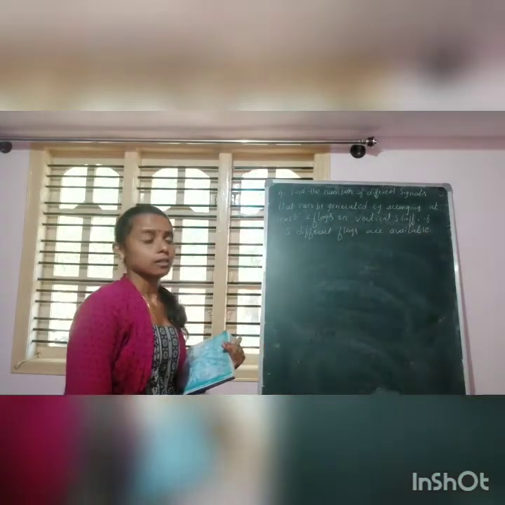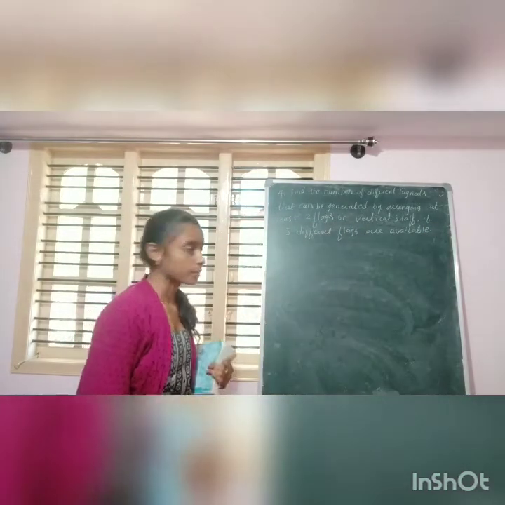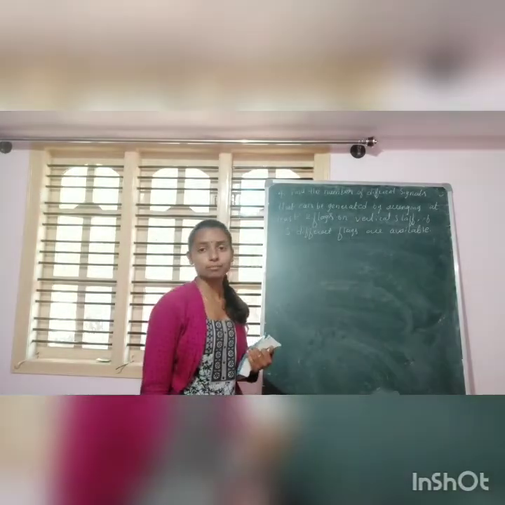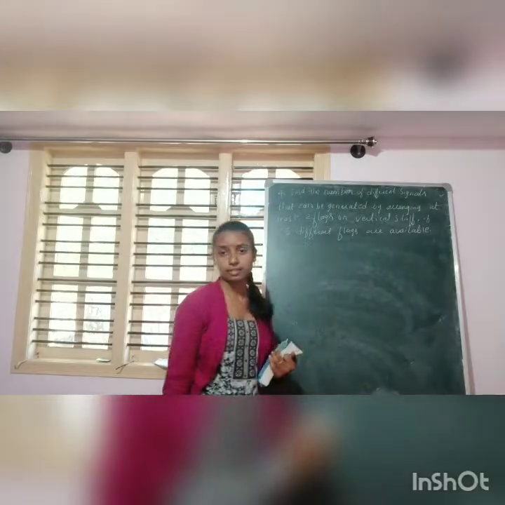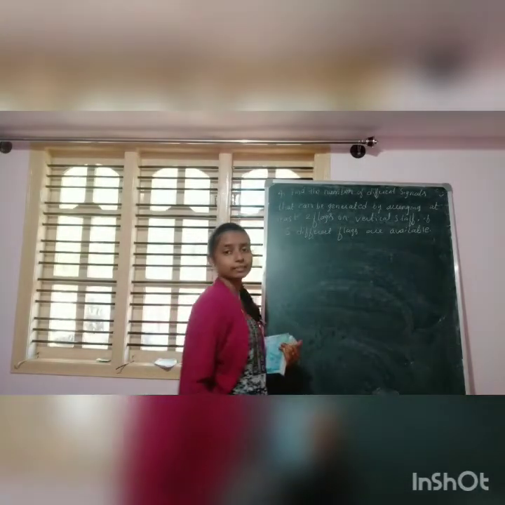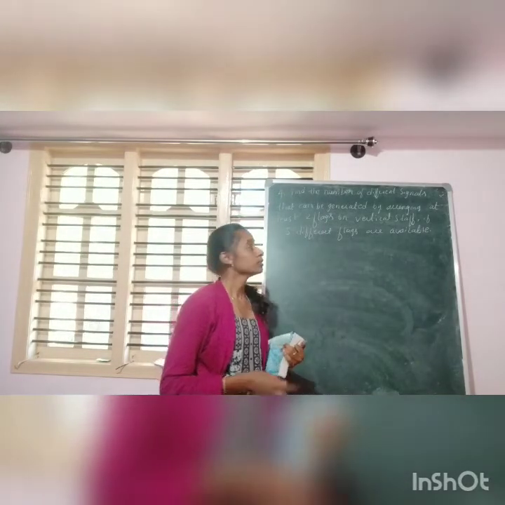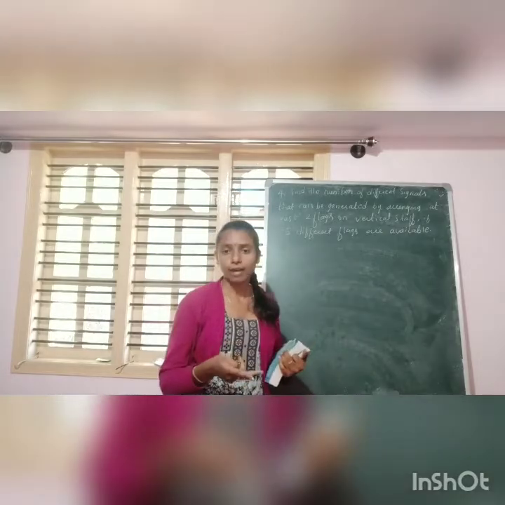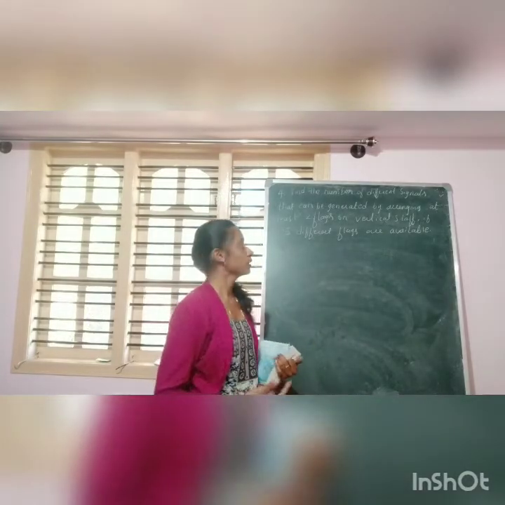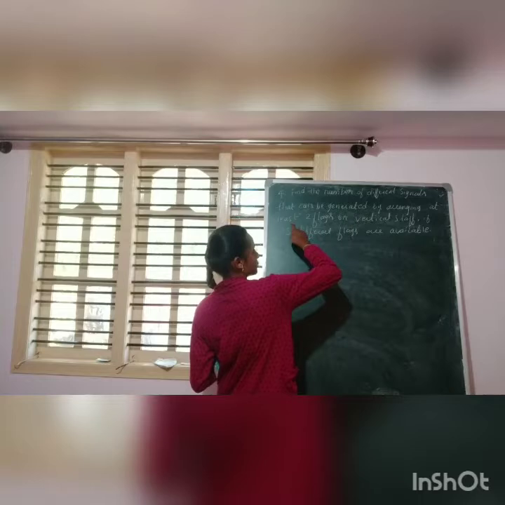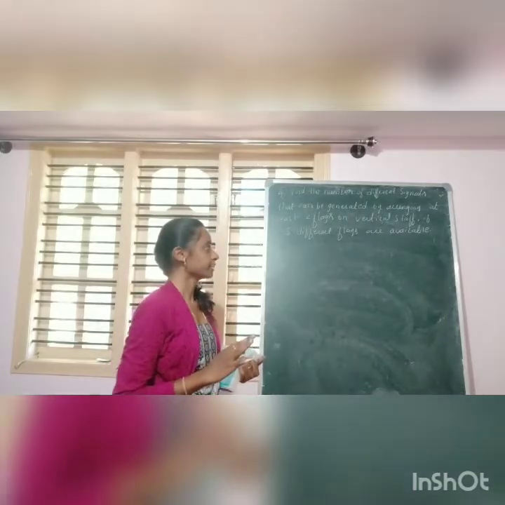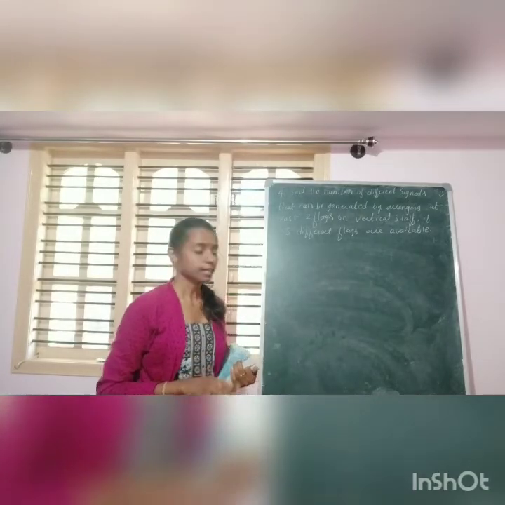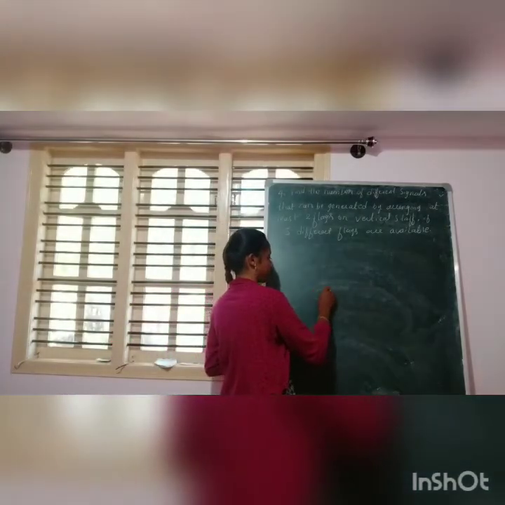Okay, so first try to understand the question. The question is, find the number of different signals that can be generated by arranging at least 2 flags. At least means that in a signal there should be 2 flags and more than that also. Those signals will be on a vertical staff, and you need to make use of 5 different color flags. Now there are 5 flags.